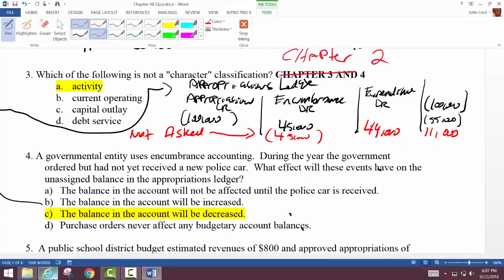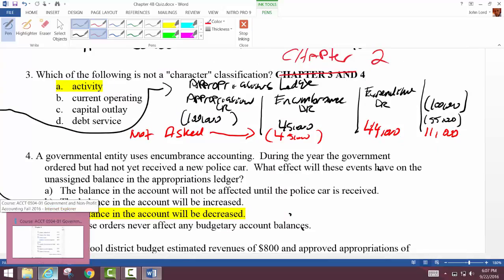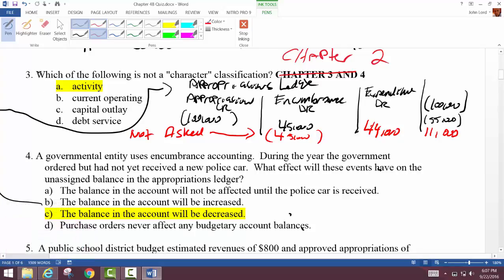It's probably not a bad idea here. Where's that coming from? Oh yeah, for question 4, let's take a look. A governmental entity uses encumbrance accounting. During the year, the government ordered but had not yet received a new police car. What effect will these events have on the unassigned fund balance? And we're saying the balance in this account will be decreased.